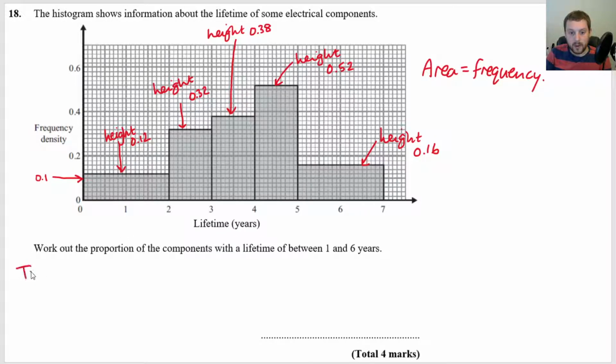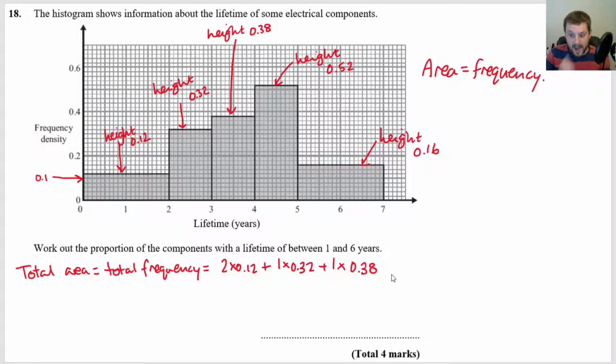So we've got the total area, which is the total frequency, will be 2 times 0.12, add 1 times 0.32, add 1 times 0.38. So each of these are just areas of rectangles. Add 1 times 0.52, add 2 times 0.16.